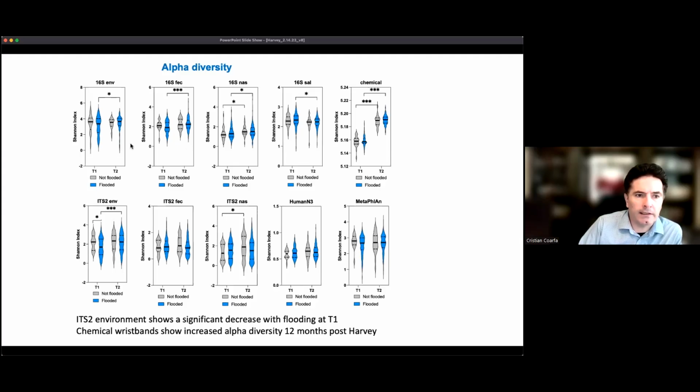So looking at flooded, we noticed that the fungal environment associated significantly, at time one of flooding, with a decrease in diversity. We saw a lot of changes in diversity from time one to time two. And interestingly, when you look at chemicals, we see small scale, but very significant changes in chemical diversity between time one and 12 months later.